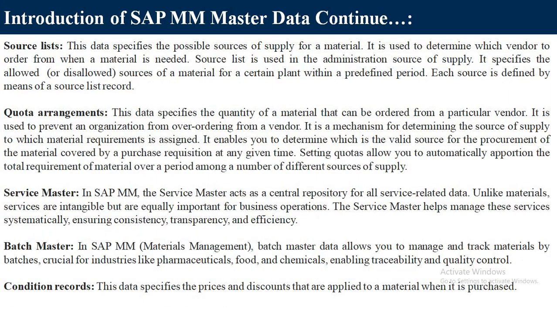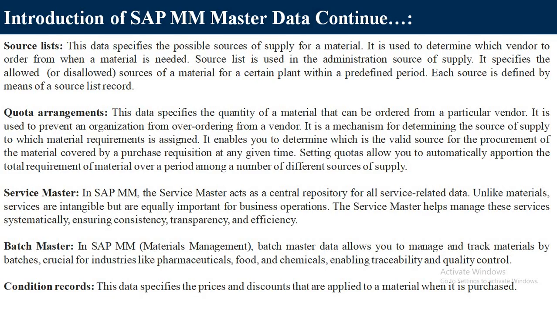Okay, now the fourth one is the source list. This data specifies the possible source of supply for a material. It will contain the vendor details of who can provide the supply easily. It is used to determine which vendor to order from when a material is needed.